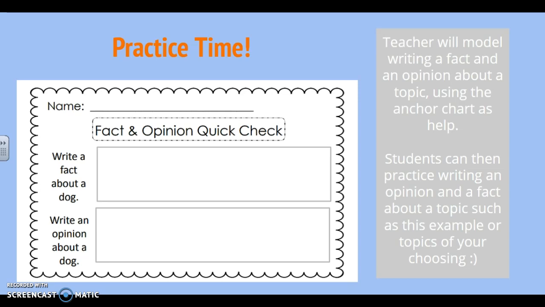Practice time. I would quickly model a lesson up on the board of just a simple topic and then writing a fact about it and then an opinion about that topic, showing myself using the anchor chart as help so that they will eventually do that with their writing as well. I just put this one up as an example, but you could pick a different topic if you wanted to. But it's just a quick check. You could do this at the very end of the lesson, but it's completely up to you.